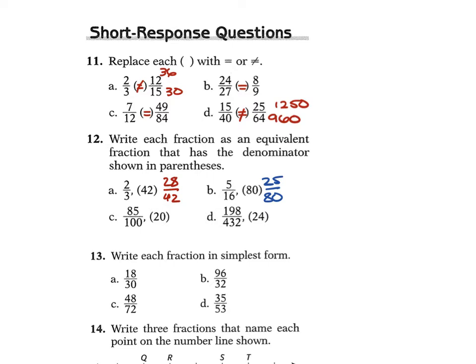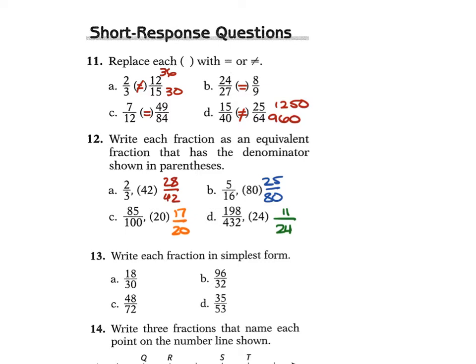For C, we have 85 over 100. So we want to turn it into something over 20. We take the 100, divide it by 20, we get 5. So 85 divided by 5 gives us 17 over 20. For D, we have 198 over 432. We want something over 24. So we're going to take the 432 and divide it by 24. We get 18. We then take the 198 and divide that by 18 and get 11. So that's 11 over 24.